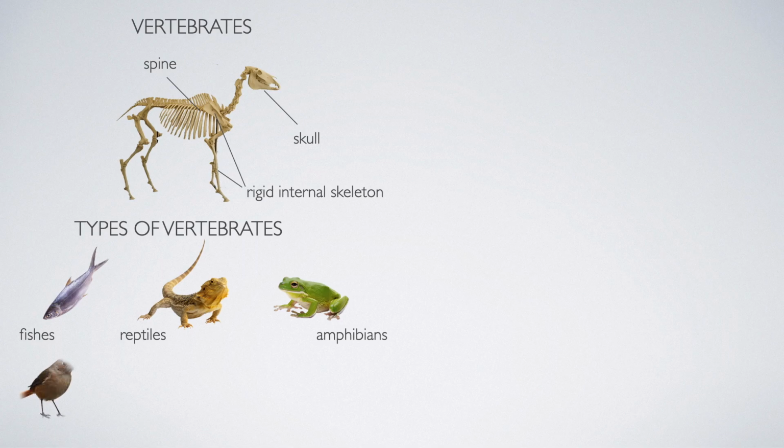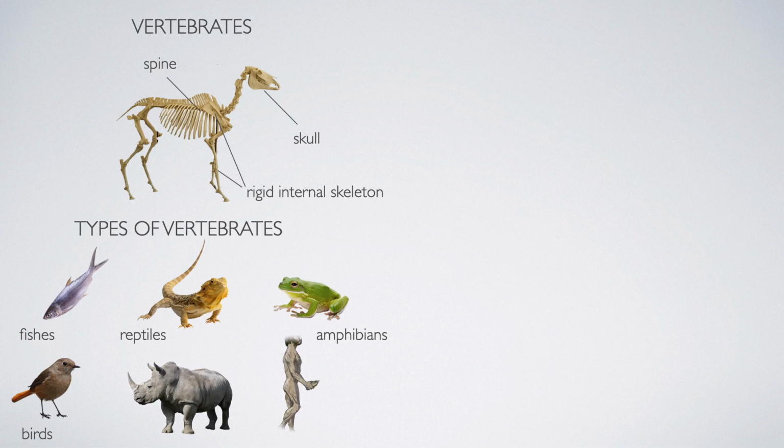The birds. Birds have forelimbs transformed into wings. Feathers grow out of their skin. Mammals. Mammals feed their offspring with milk. Their characteristic feature is the presence of hair.